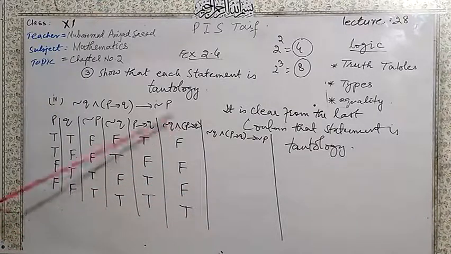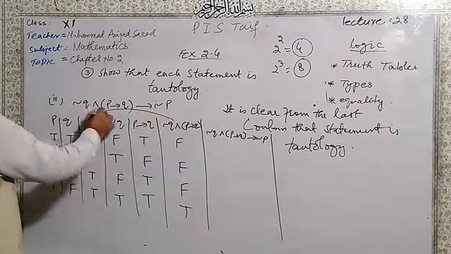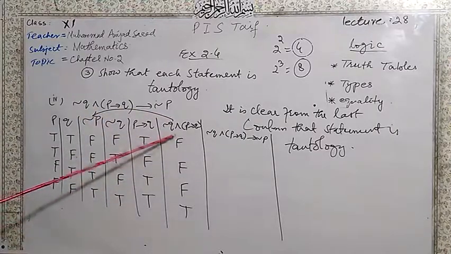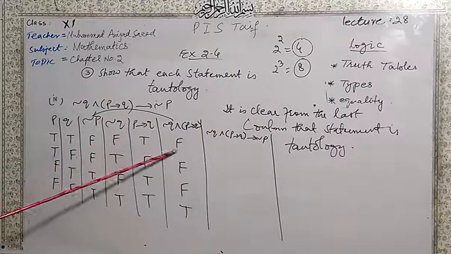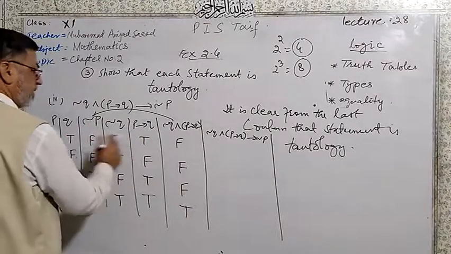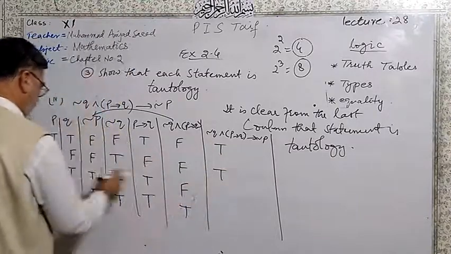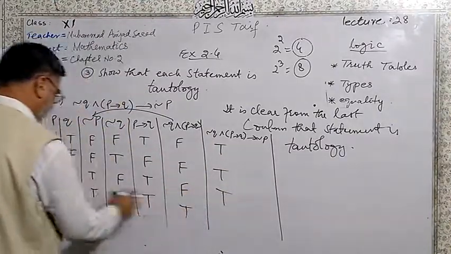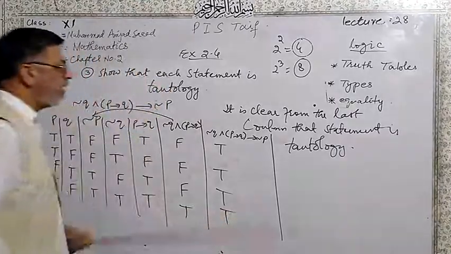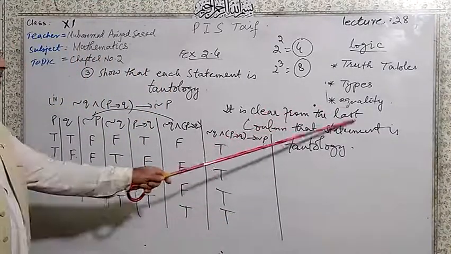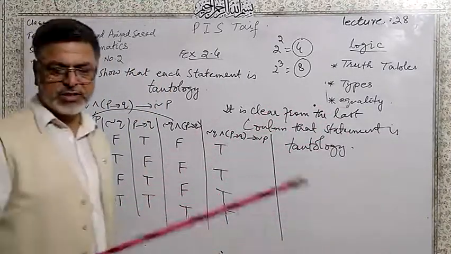Now from here to not P. F to F is T, F to F is T, F to T is T, T to T is T. It is clear from the last column that the statement is a tautology.